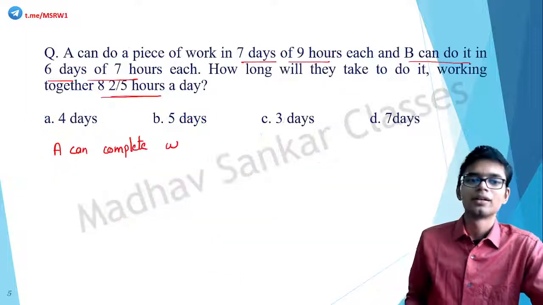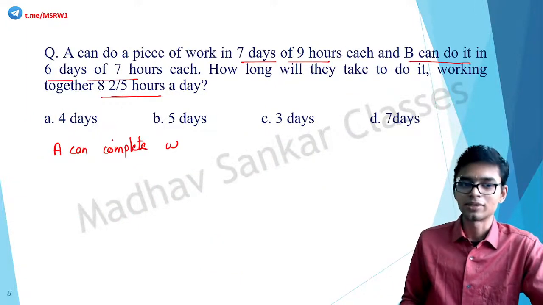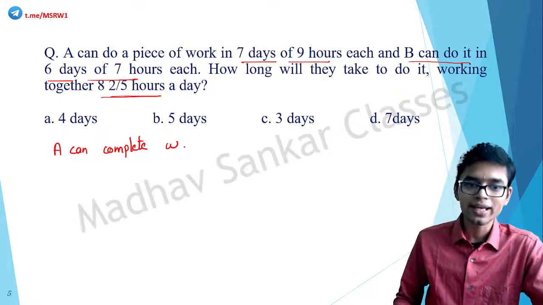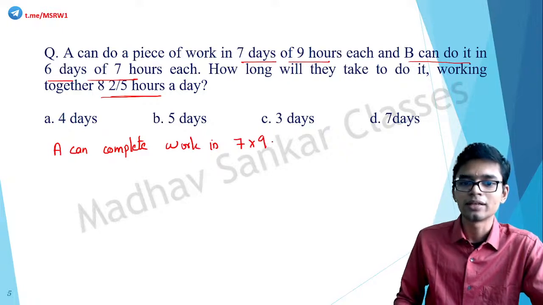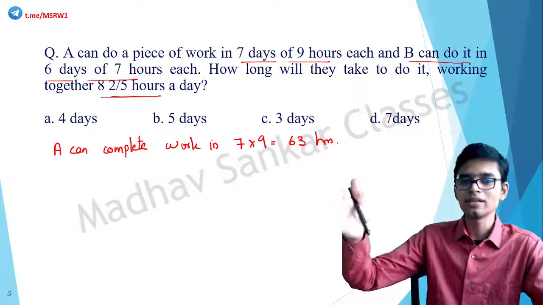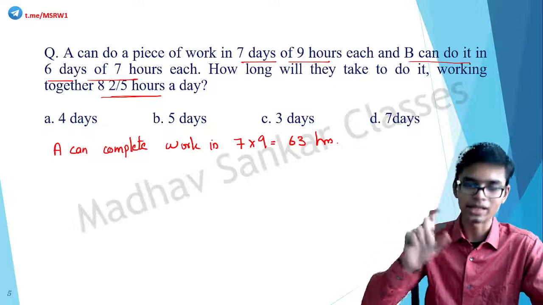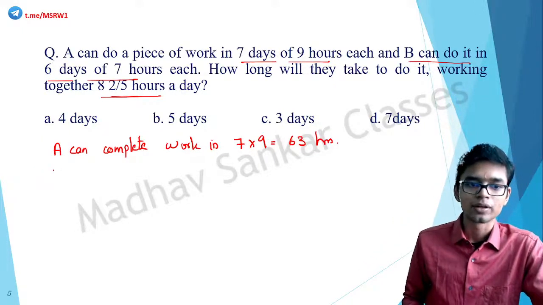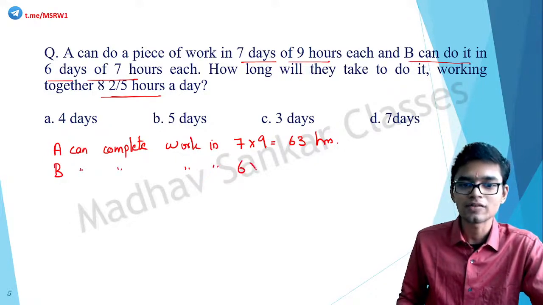Okay. Now, coming back to the second question. A can do a piece of work in 7 days of 9 hours each. So A can complete the work in 7 into 9 is equal to 63 hours. Correct? 7 days, 9 hours each. So 7 into 9, 63 hours total would it take for A to complete that piece of work. Similarly, B can complete the work in 6 days of 7 hours each. That is 42 hours.